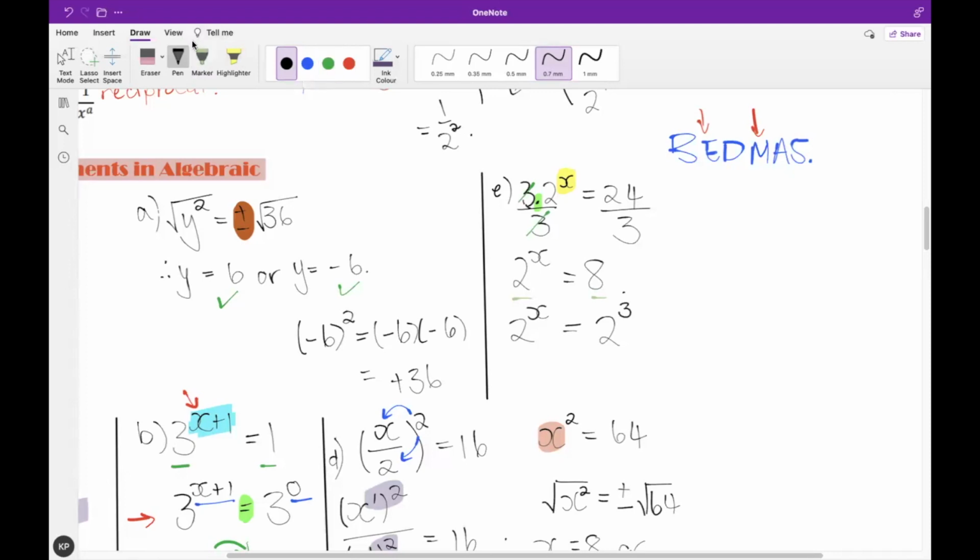Now my bases are the same. So what do we do? My bases are the same. Then I can make my exponents equal. So therefore, x equals what? Therefore, x is equal to 3. Nice, guys. Wonderful. That was a nice long warm-up for us today.